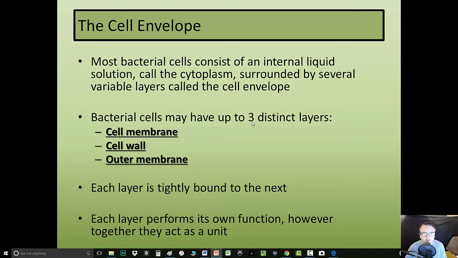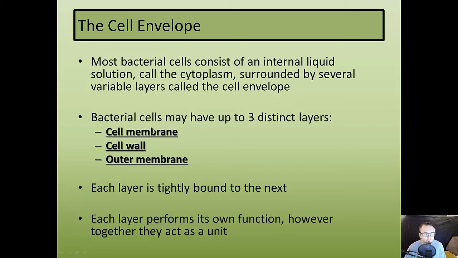Okay, next we're looking at the cell envelope, and I compared this to the skin of the microbe. So it kind of holds everything internally together. When we look at how the bacteria do this, they do it in three general layers.